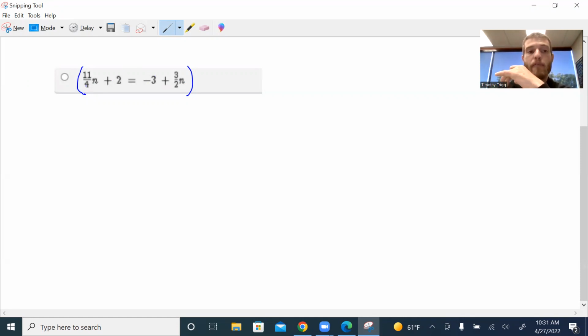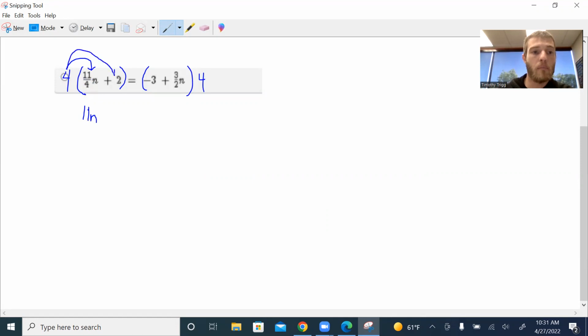So in this case, I'm working with fourths and halves. So the lowest common denominator is 4. We're going to multiply everything on both sides of this equation by 4, and let's see what that does for us. First, let's work on this left side. 4 times 11 over 4n. It's kind of like you're multiplying by 4 and then dividing by 4, right? So those cancel completely, leaving us with 11n.